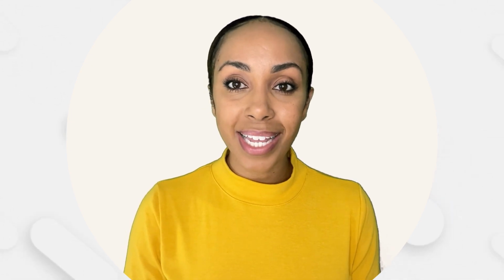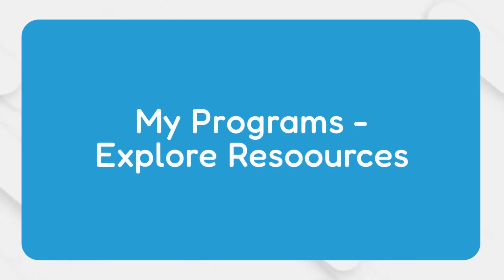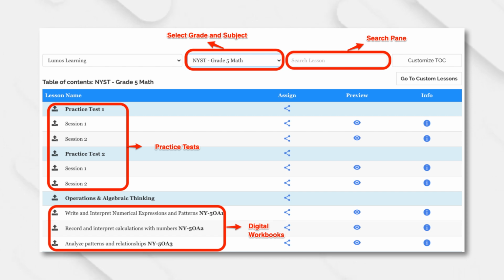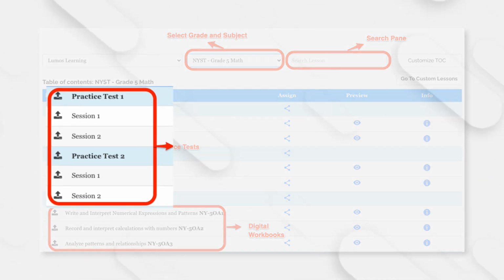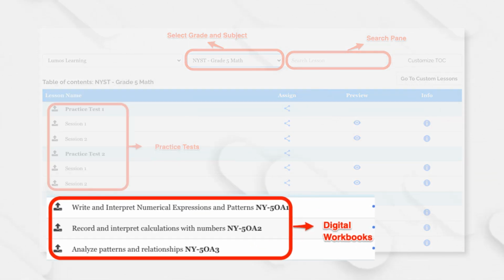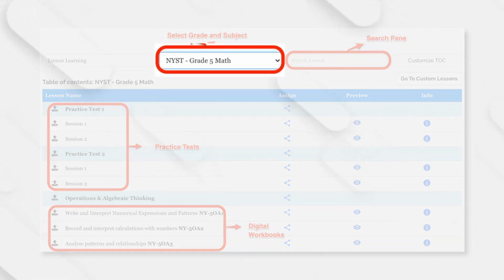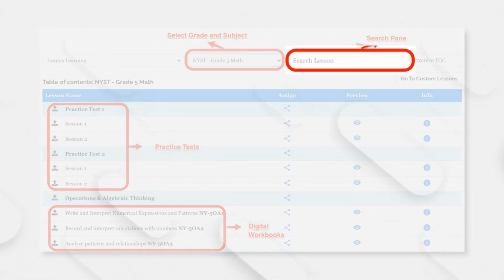With these insights, you'll have a comprehensive overview of student and teacher performance, allowing you to make informed decisions. Next, let's dive into the My Program section. Here, you'll find the table of contents, which includes 2 full-length practice tests and standards-aligned digital workbooks organized by domain and lesson. Use the search pane for quick access and easily switch between grades and subjects using the drop-down menu.